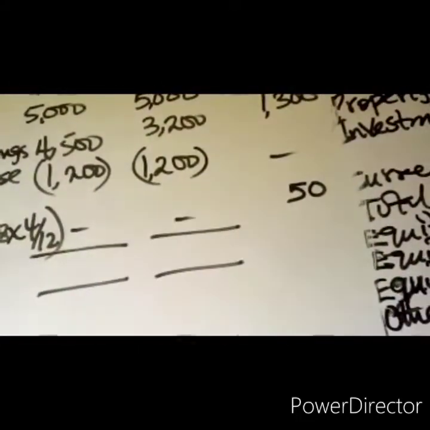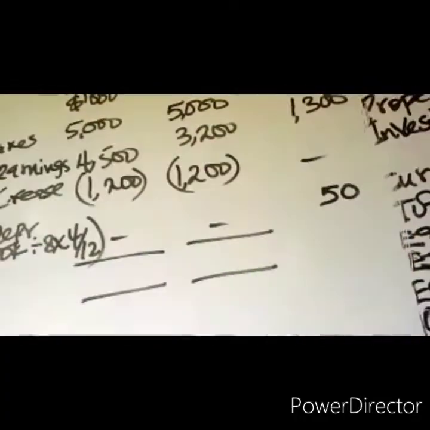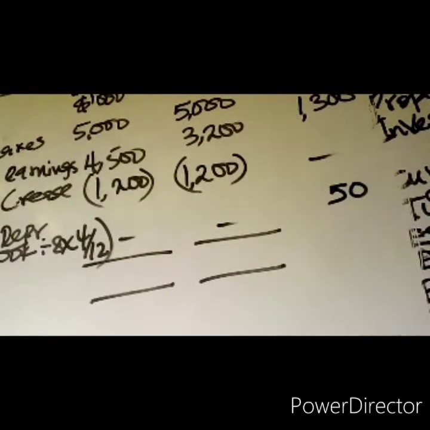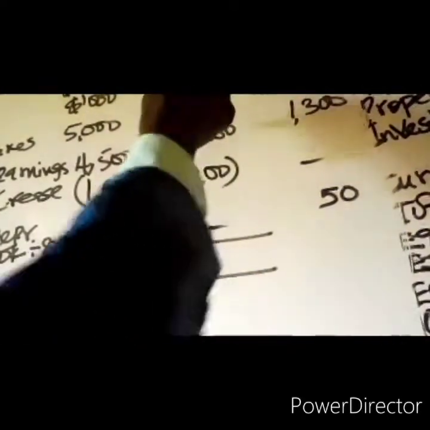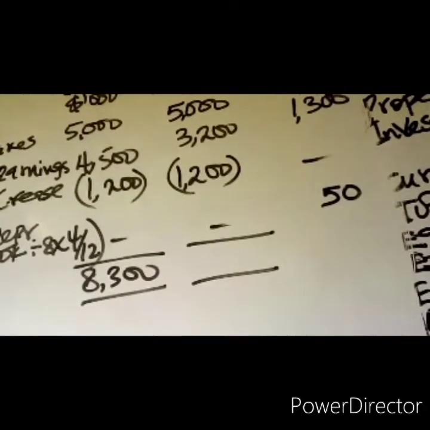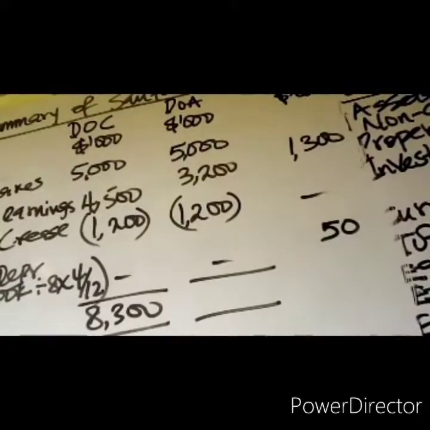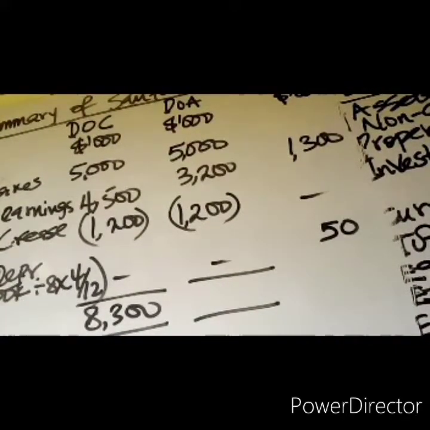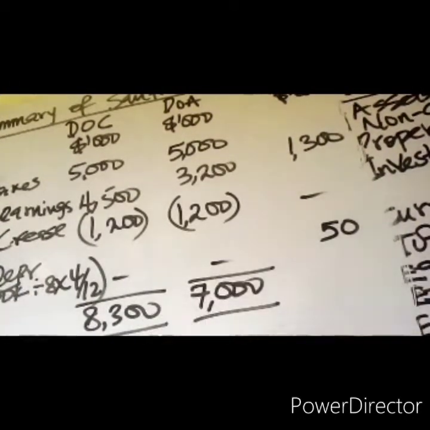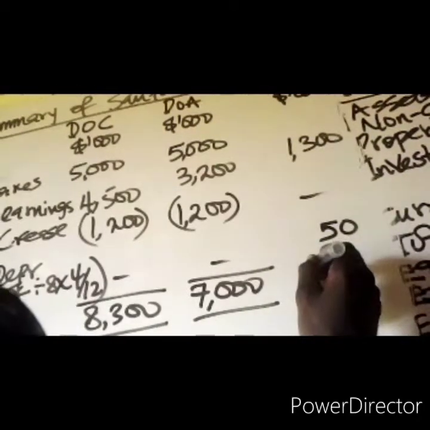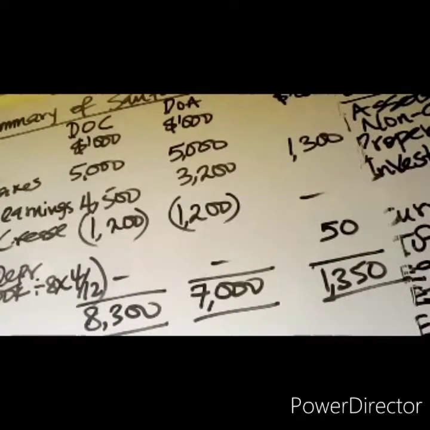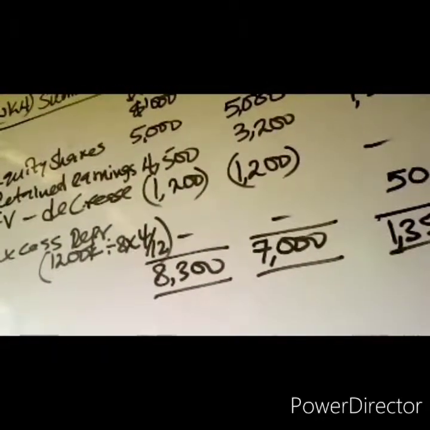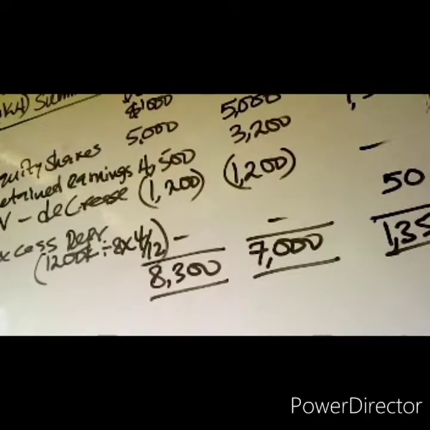The net asset now, we have 5,000 plus 4,500, that is 9,500, minus 1,200, then we have 8,300. The one at the date of acquisition is 5,000 plus 3,200, that is 8,200, minus 1,200. The net asset at the date of acquisition is 7,000. Then the post-acquisition profit is 1,350. So no impairment, and there are no further notes that will affect the profit or loss.